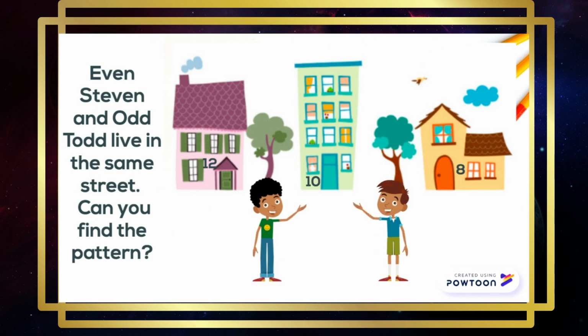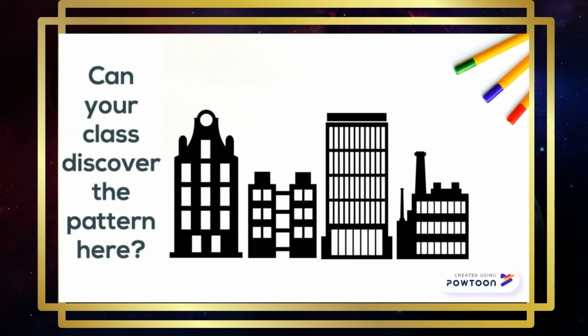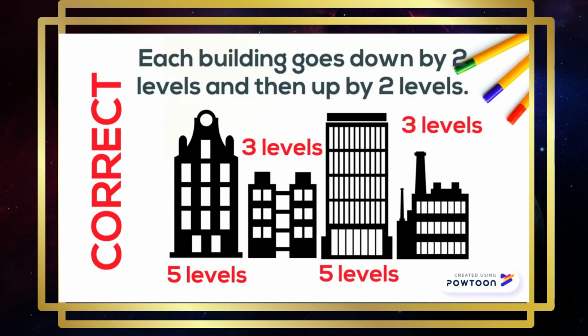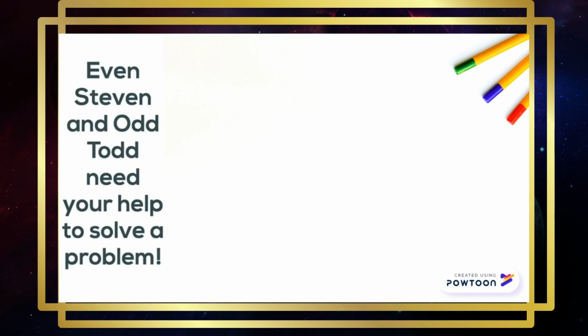Even Stephen and Odd Todd live in the same street. Can you have a look at the houses and find any pattern that is going down? You guessed it! Did you know all the houses on every street go down in a pattern of two? Take a look at the levels on each building shown. Can your class discover the pattern here? The pattern here goes down by two levels, and then up by two levels, and then down by two levels, and then again up by two levels.